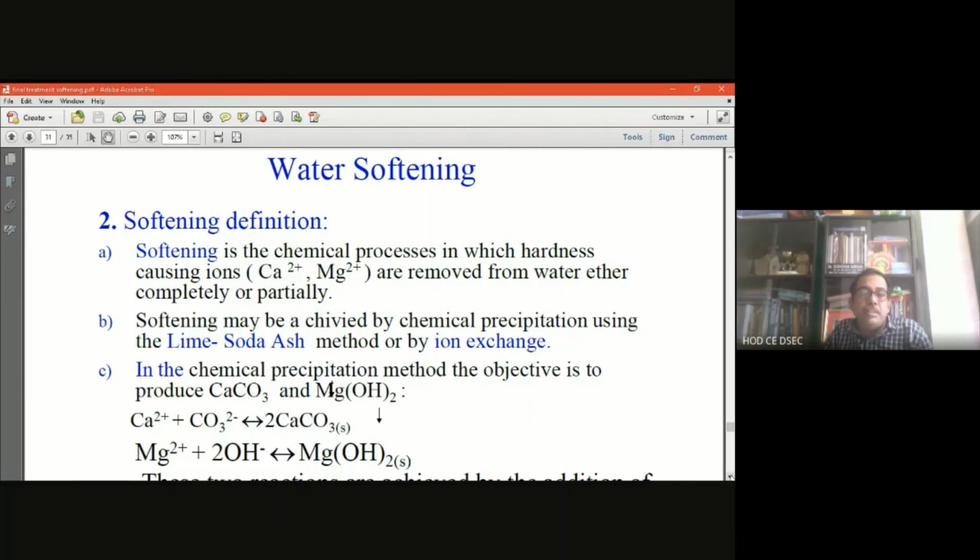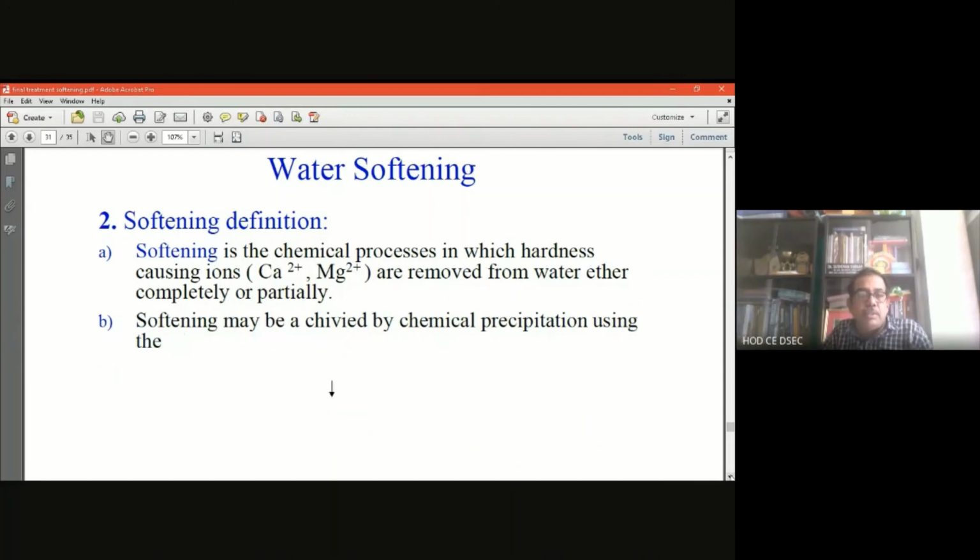Lime means commercial lime, that is Ca(OH)2, and soda ash in commercial terms is sodium carbonate. When we add sodium carbonate, the ions responsible for permanent hardness, the chloride and sulfate, are removed. When you use lime, it removes the temporary hardness part, that is the bicarbonate. It reacts with the bicarbonate to form the insoluble carbonate.